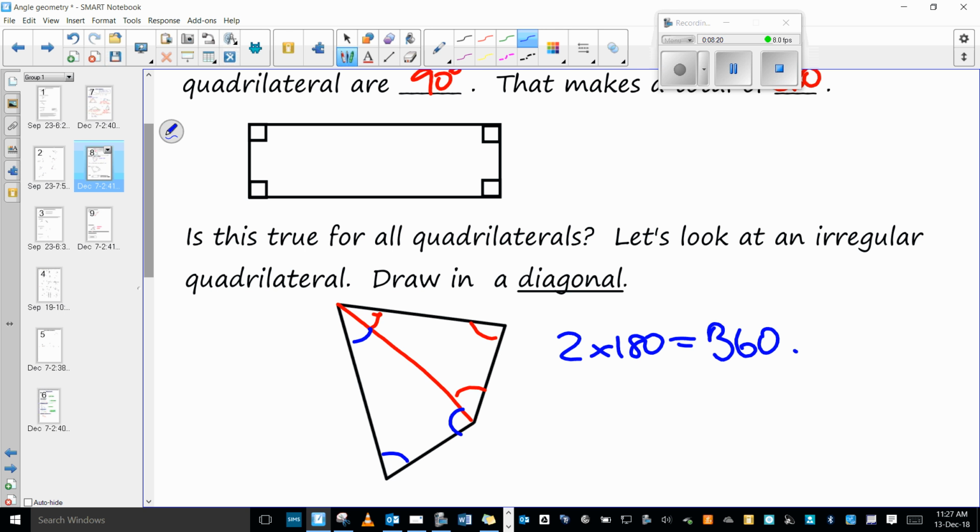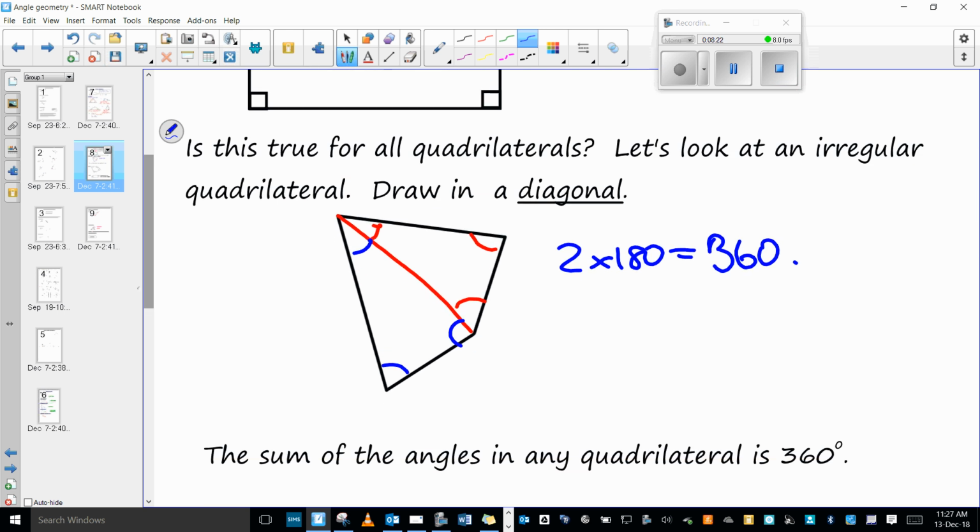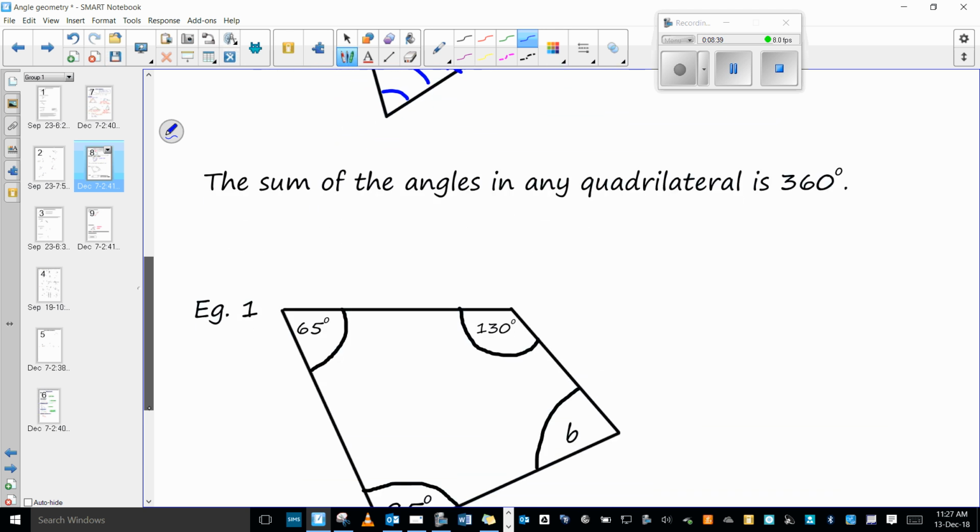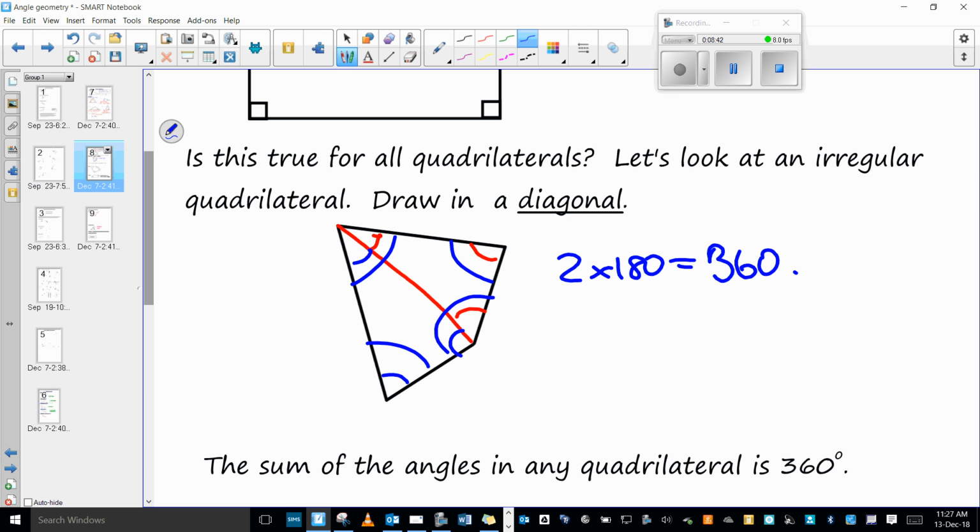So 2 times 180. Oh, so we don't have to find it. No, I was just showing you that these angles here would add up to 360 because there were two triangles that made up the full shape. If I had, let me draw another one. Let's draw any five-sided shape. 1, 2, 3, 4, 5. You can draw any old five-sided shape.